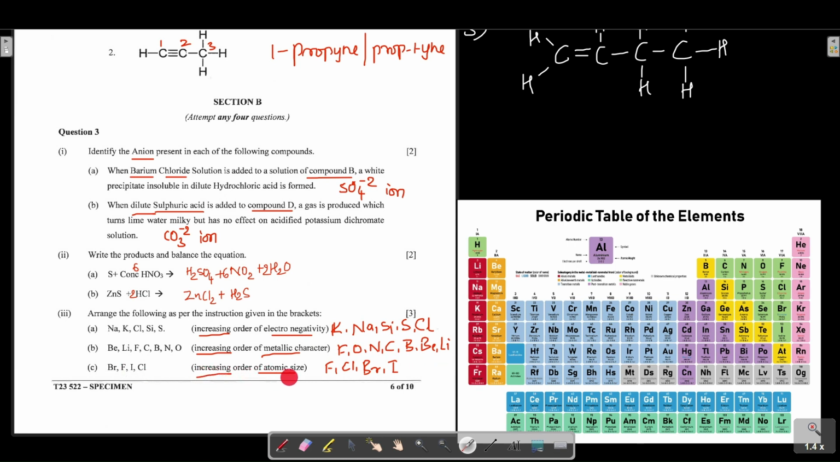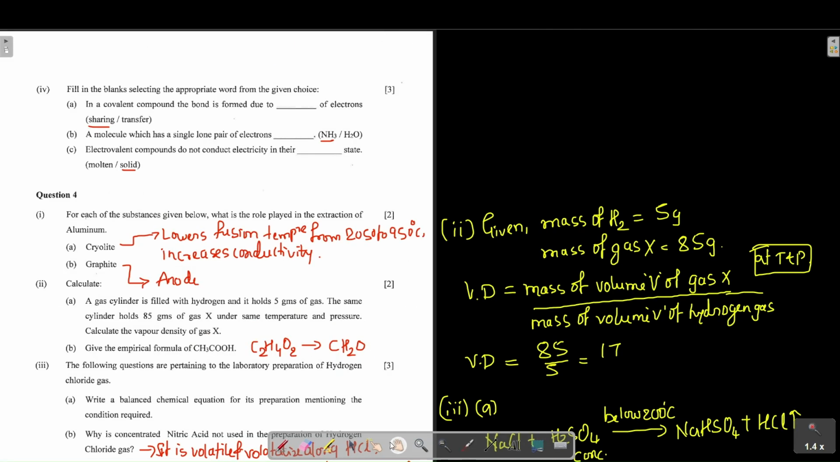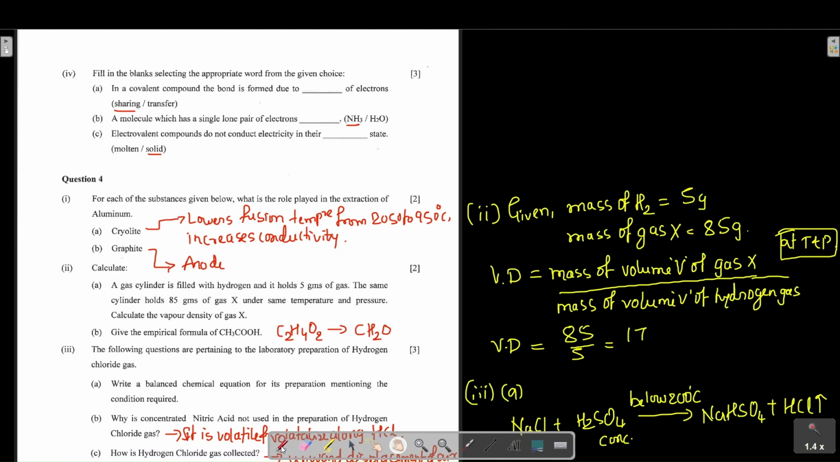So halogen groups they have given here. Increasing order of atomic size. So we know as you move down the group, what happens? Atomic size increases because the number of shells increases. Therefore, write increasing order means F, Cl, Br, I. That's it. Next question. Fill in the blanks again.